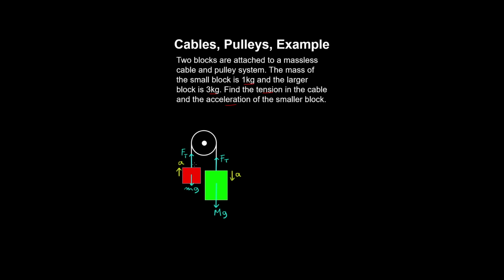And now applying Newton's second law to the red block, and to the green block, and we can add these equations together and obtain an expression for the acceleration. And we basically eliminated the tensile force.